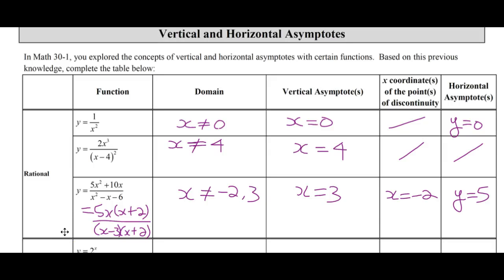So we're doing the vertical and horizontal asymptotes in the first part of the worksheet. So here are the rational ones. So you can compare what you have to this. And I shall slide it down.